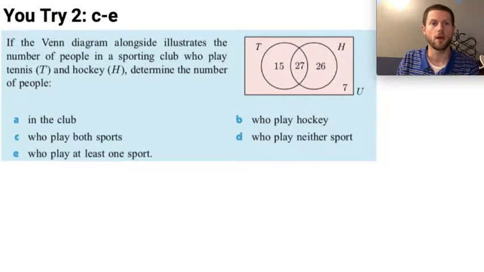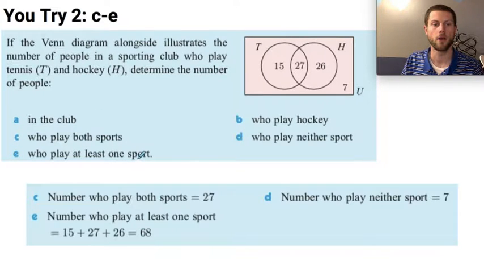So why don't you try the next few. Try C, D, and E, and just see if you can't make out from this Venn diagram how to answer each of these questions. So pause the video and give these three a shot. All right, and here are the answers I have here. Check them out, see how you did.